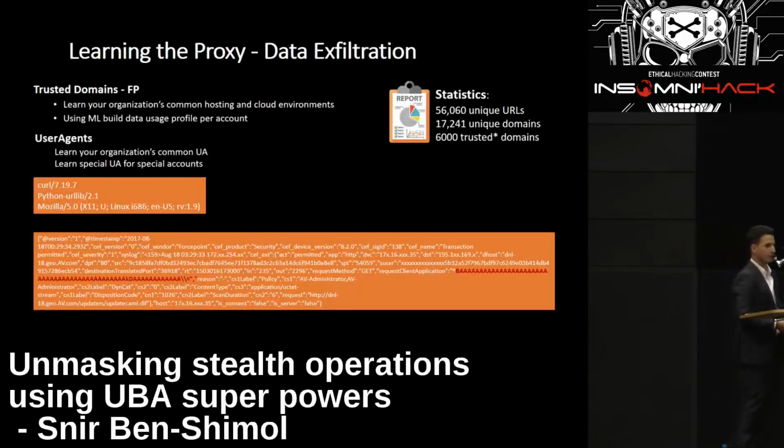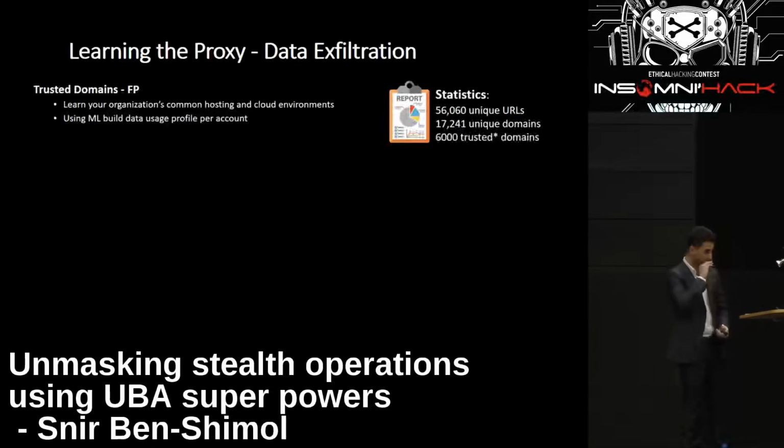If we're talking about data exfiltration, it's very hard to obtain those kinds of things. Threat intel will not help you find data exfiltration to reasonable resources, reasonable domains, if they are hosting domains. So we need to build some kind of trusted domain list within the organization. Looking at some statistics that I ran, 56,000 unique URLs per user, per organization, 70,000 unique domains per organization, and we can find trusted domains with statistics.